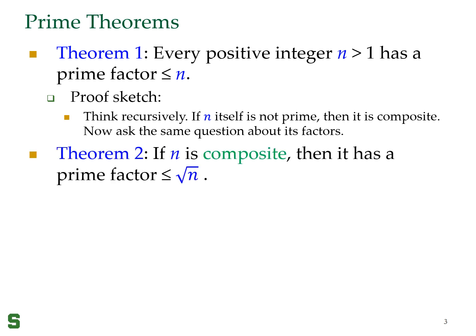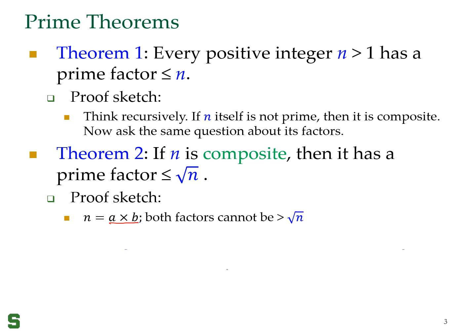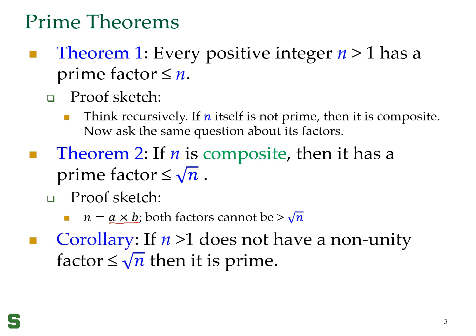If that factor is not a prime, we find its factors and so on and so forth. If n is composite, then it has a prime factor that is less than or equal to the square root of n. The proof of this is fairly straightforward. It's a proof by contradiction, which says if n has two factors, let's say a and b, and both of them happen to be greater than the square root of n, that would mean that the product would be greater than n, which is not the case. A corollary of this, which is the contrapositive, is that if I don't find a factor up to the square root of n, then I know that the number is prime.